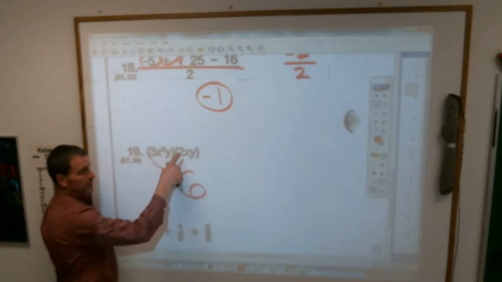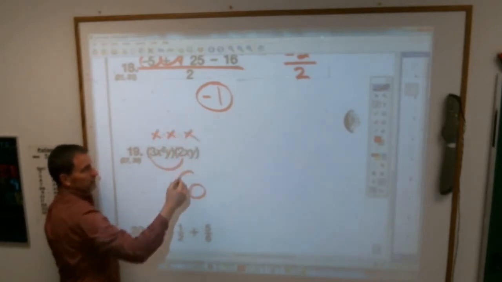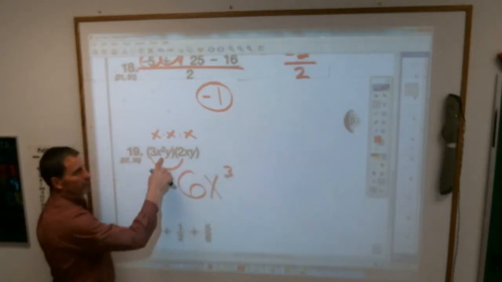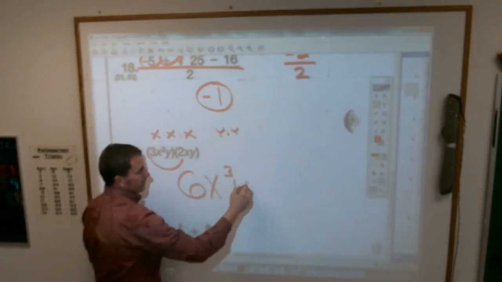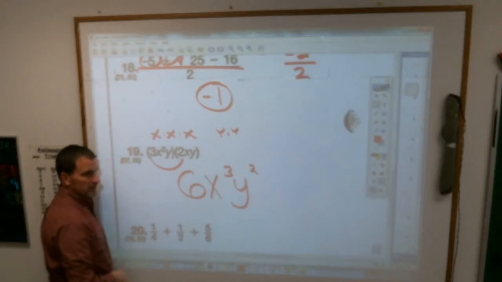And x squared times an x basically is this. X squared is x times x, and times another x. What do you have there? X cubed. Y times a y, y times y is y squared. And generally you put them in order, x, y, z.